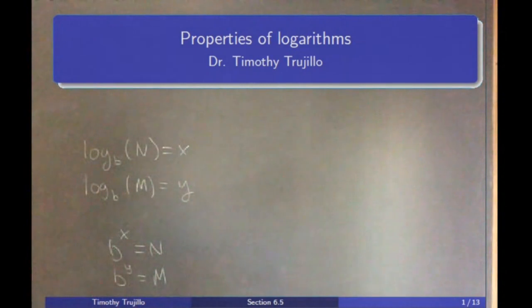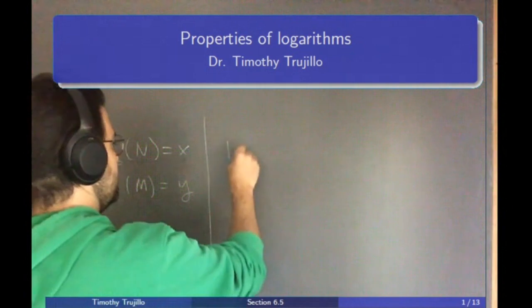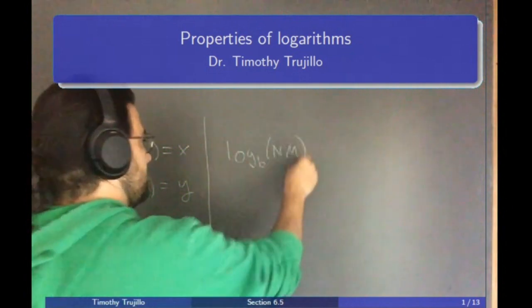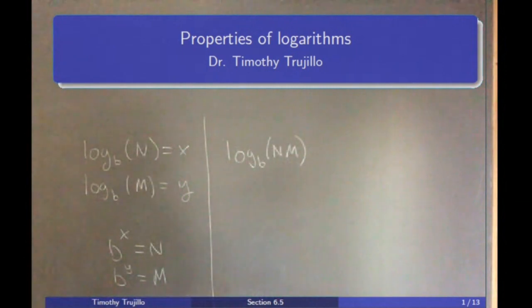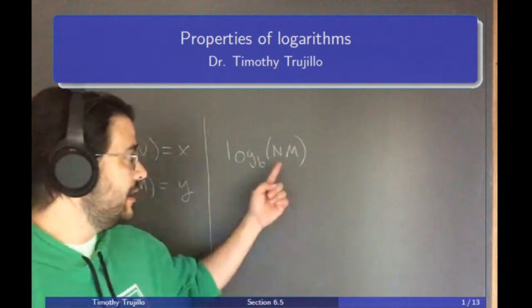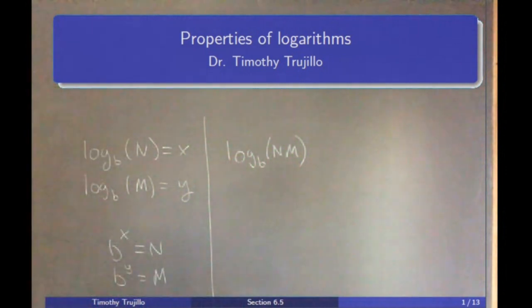So let's just see the derivation of the properties, and then I'll state them in the slides so you can write them down. So the first thing that we'll look at is the log base b of N times M. And like I said last time, I showed that this was equal to the log of N plus the log of M. So it turns a product into an addition. And that was one of the reasons why people were first interested in logarithms to begin with.